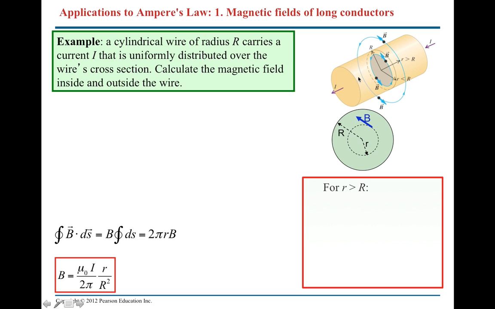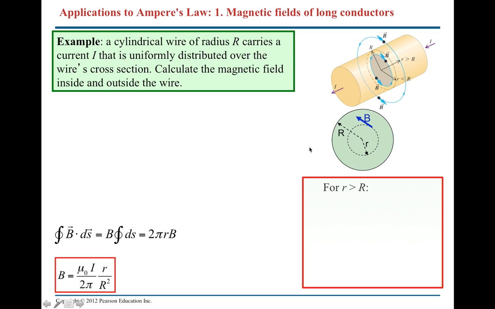However, if it is comparable, it's a cylinder, then we have to worry about the magnetic field inside. Well, how do we do that? A cylindrical wire of radius R carries current I, which is uniformly distributed over the wire's cross-section. Calculate the magnetic field inside and outside. I would like to start by doing outside.